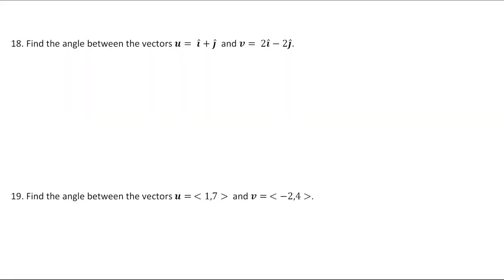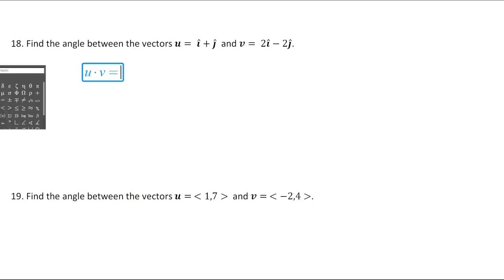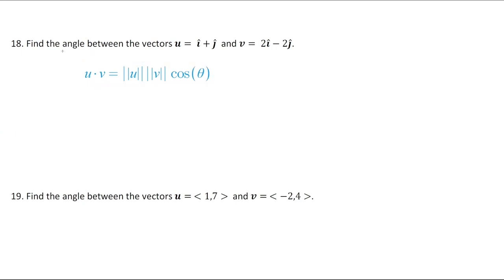Number 18 is asking for the angle between these two vectors. So we're going to get that by rearranging the formula for the dot product. So if we have dot product u dot v, one way to calculate that is to find the magnitude of each vector and multiply by the cosine of the angle between the vectors. So here's the magnitude of u times the magnitude of v times the cosine of theta here, where theta is the angle between the vectors, which is what you're looking for, the angle between the vectors.